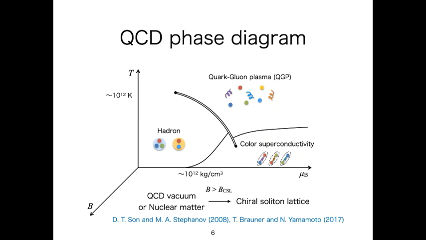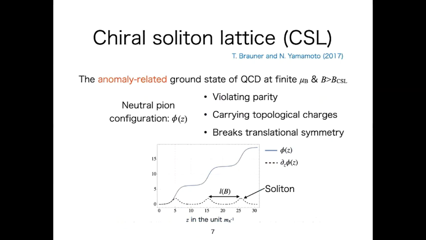So it has been known from Son, Stephanov, and also Thomas Brauner and Naoki Yamamoto that there is a phase transition from the QCD vacuum or nuclear matter to this kind of chiral soliton lattice. So let me briefly explain the chiral soliton lattice. As I mentioned, this is the anomaly-related ground state of QCD at finite baryon chemical potential and finite magnetic field. And the chiral soliton lattice can be understood through three terms. The first, chiral, means violating parity.